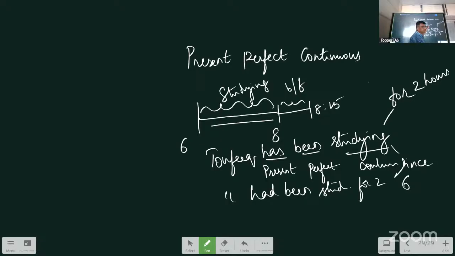Taufik has been eating for 15 minutes. He had been studying for 2 hours. He had been studying since 6 o'clock. He has been eating since 8 o'clock. Clear? Yes.